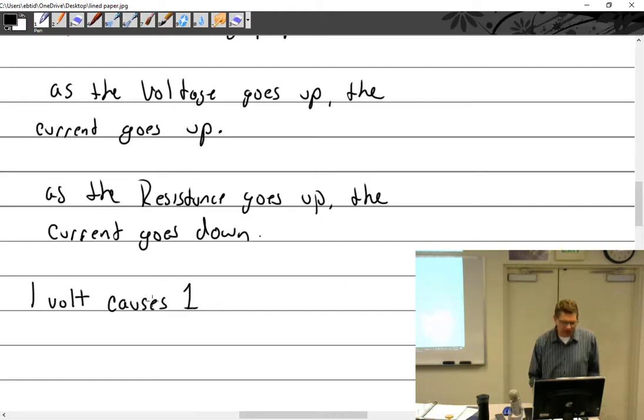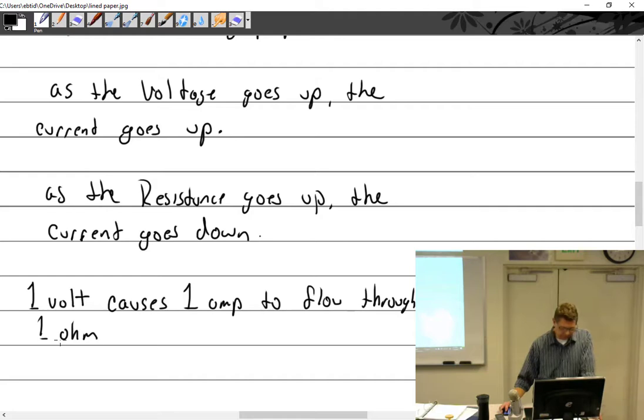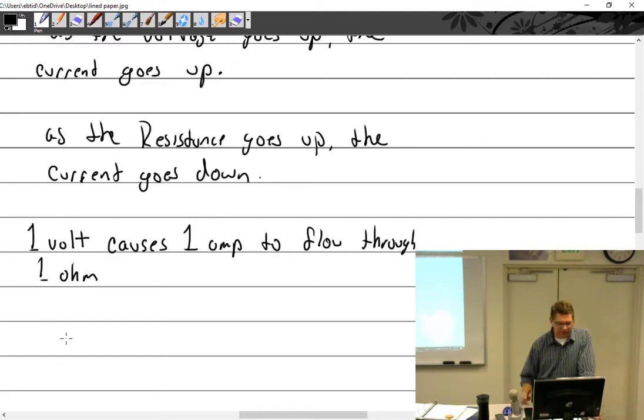1 volt causes 1 amp to flow through 1 ohm. Yep. And if we think about it, 1, 1, 1. So cover this up, 1 times 1 is 1. 1 divided by 1 is 1. So it's just the way it is.